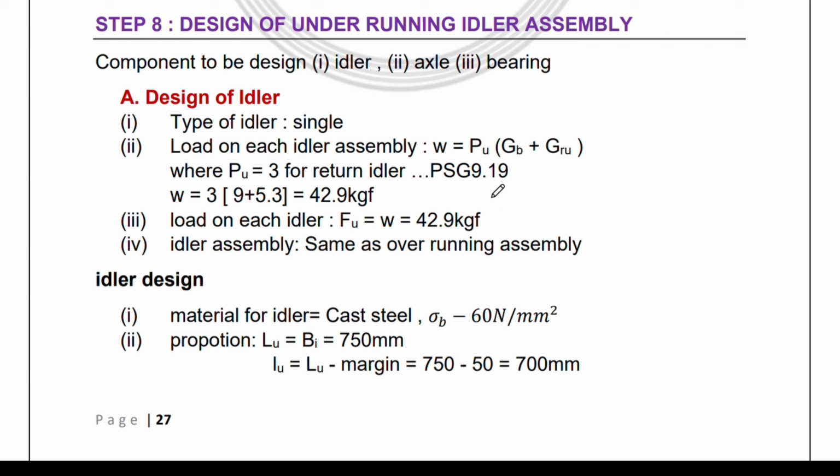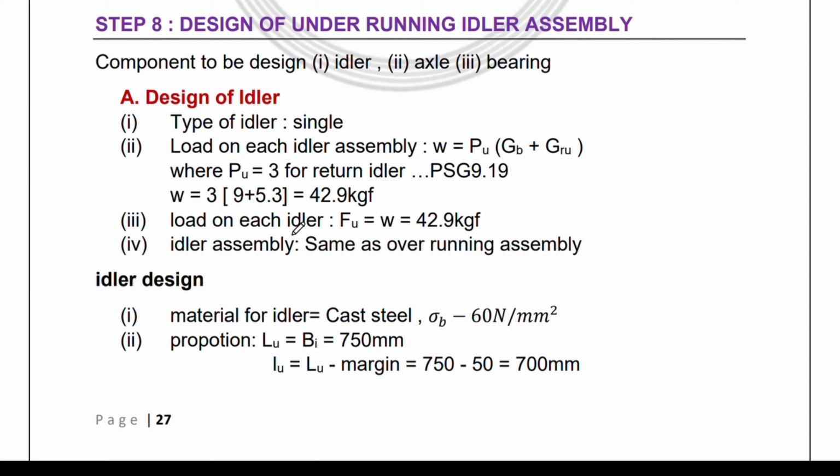This you will get from PSG 9.19. So we put the value of PU, then GB and GRU. These all three values are there in step number 2. You can get them from there. So PU value will be 3, GB value will be 9, and GRU will be 5.3. Substitute it and get the answer 42.9 kgf. The load will be 42.9 kgf.